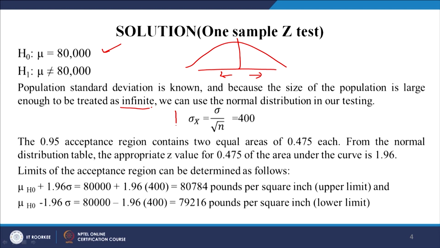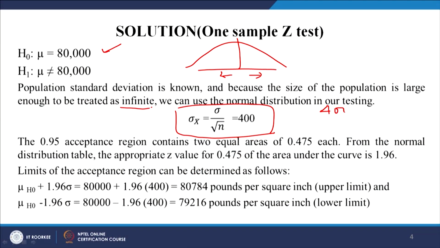So, now let us calculate the standard error. Standard error, as you know, is nothing but standard deviation upon the root over of the sample size, right. So, in this case it is equal to standard deviation, which was 4,000, divided by root over of n. Now, how much was the n? 100, correct. So, that is equal to 400, right.